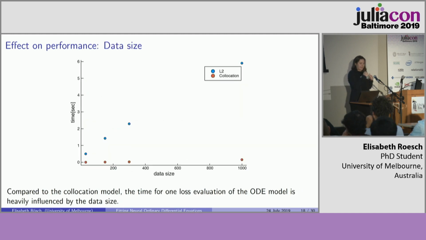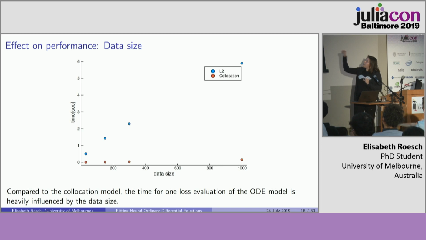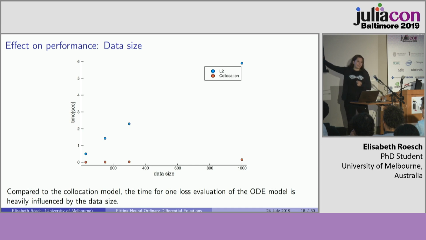Okay, then the next thing I want to discuss is how the data size affects the different training strategies, or the two models actually. And by data size, I mean the number of observations we have in one time series. So you can see in orange is the collocation, and in blue is the L2. And this is just how long one training epoch takes. Before, I always chose a data size of like 30, and you can see the distance is not that significant. I mean, there's a distance, but it's not that big.